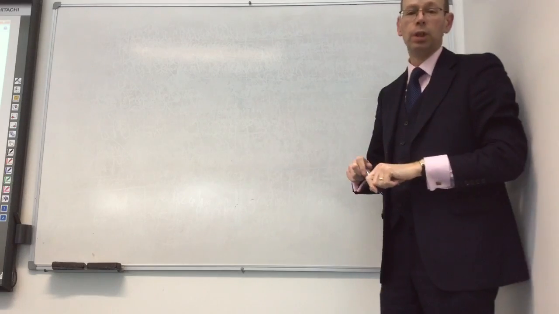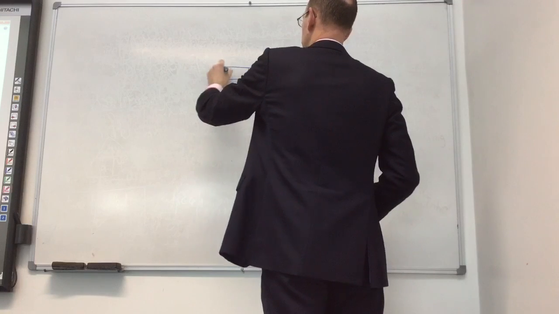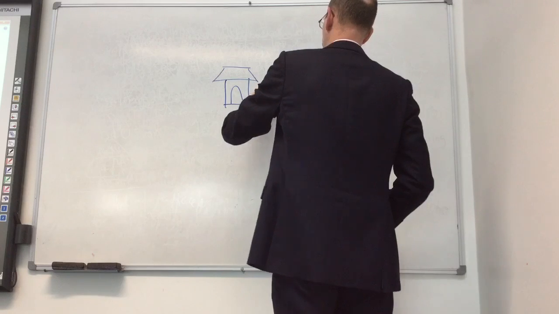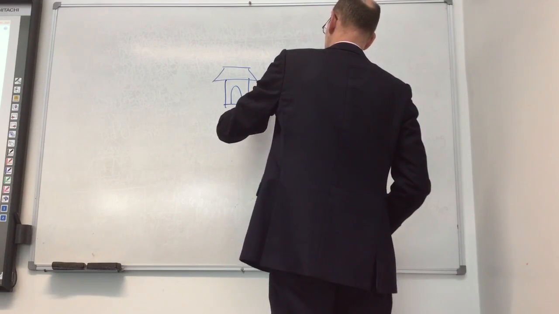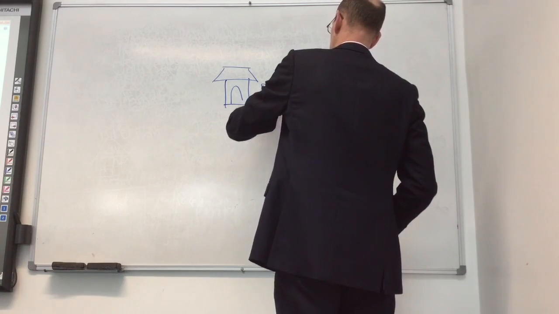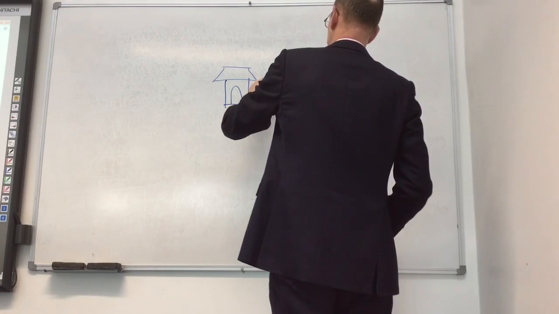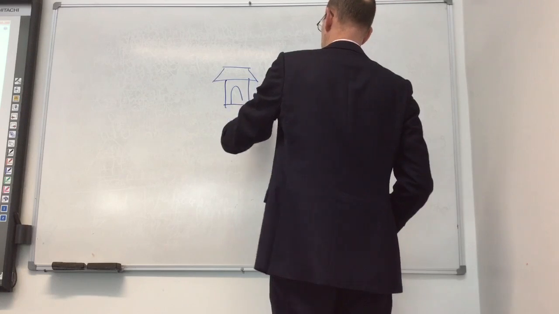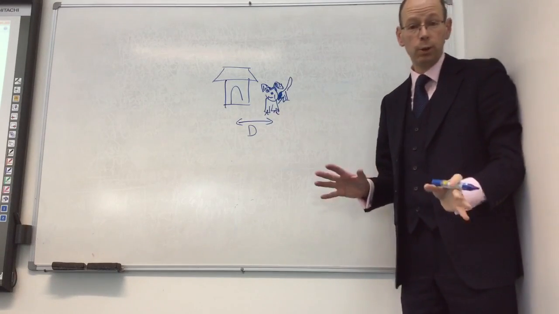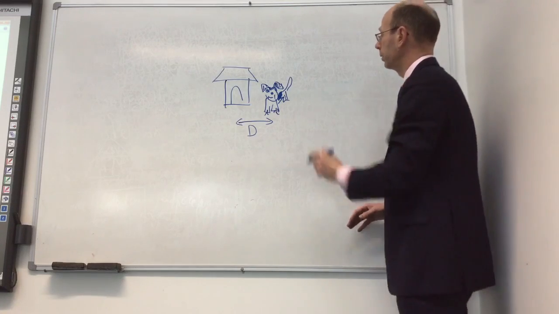Now let's think about motion by looking at graphs. Suppose I've got my dog, here's his kennel, and he's sitting here, just outside the kennel, at a certain distance, which we'll call D. And let's suppose he's not doing anything, so he's just sitting still outside his kennel. Let's put that on a graph.